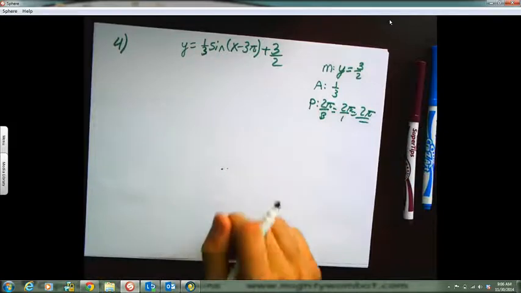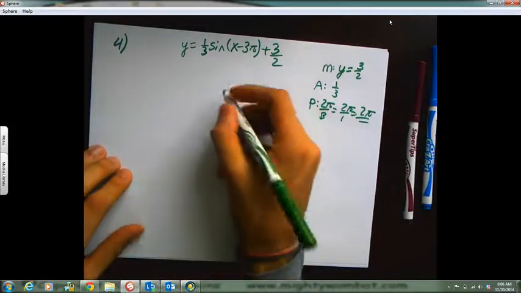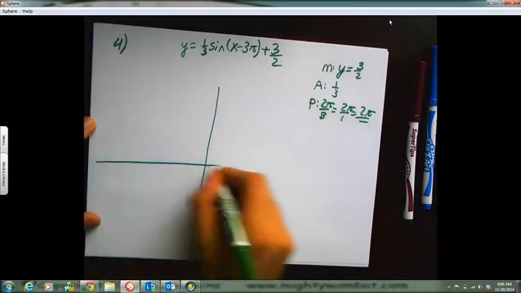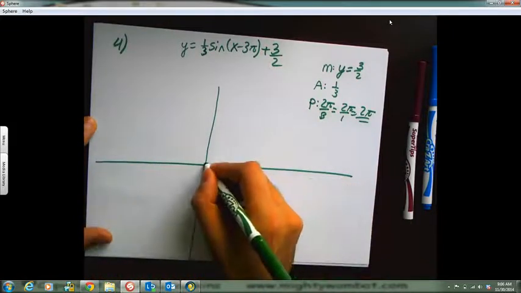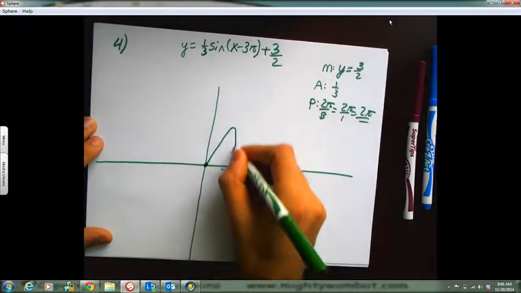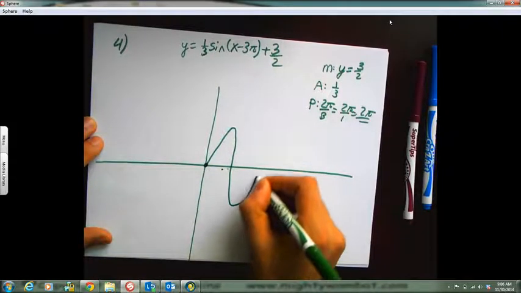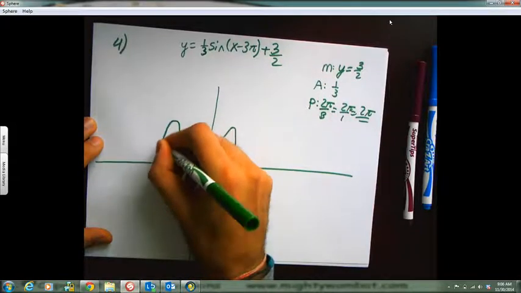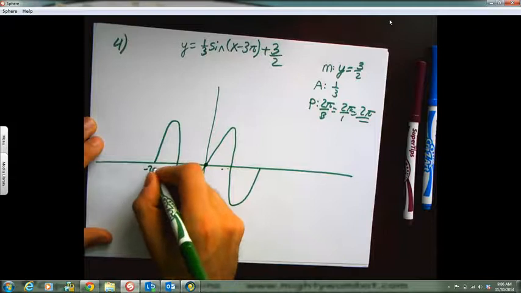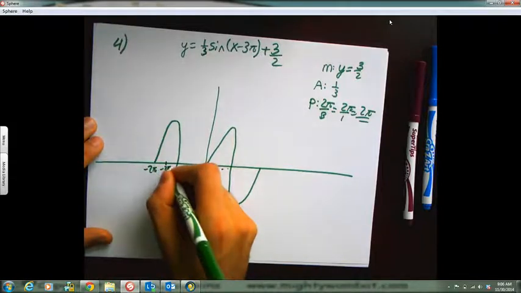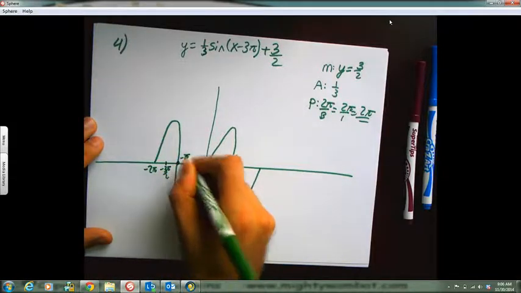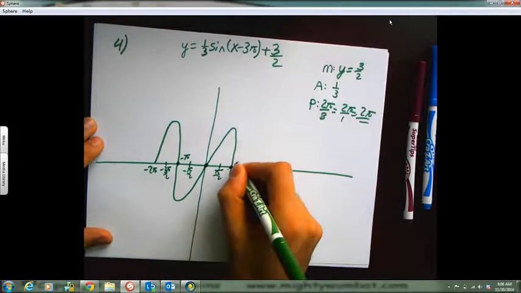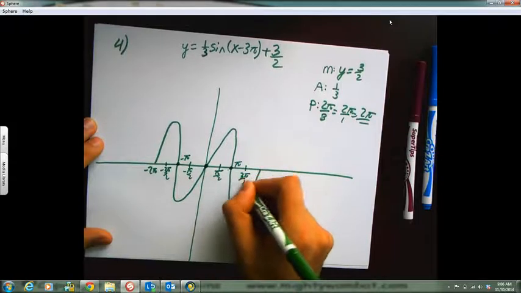Alright, so step 1, let's go ahead and draw the parent function. Start at 0, up to 1, down to -1, back to 0, down to -1, up to 1, down to 0. Let's label these points. We got -2 pi, -3 pi over 2, -pi, -pi over 2, pi over 2, pi, 3 pi over 2, and 2 pi.